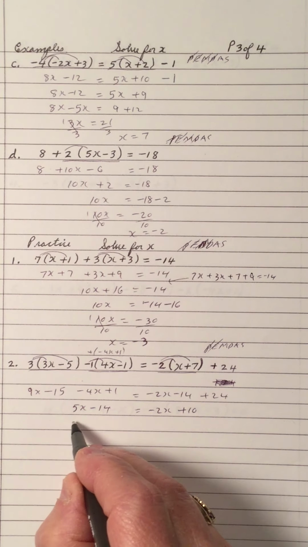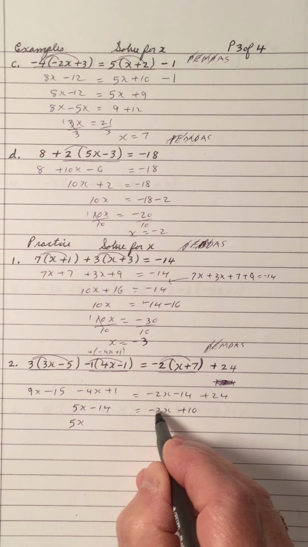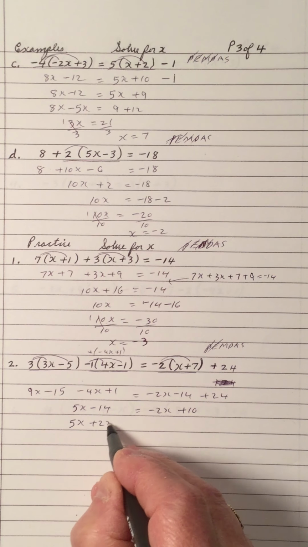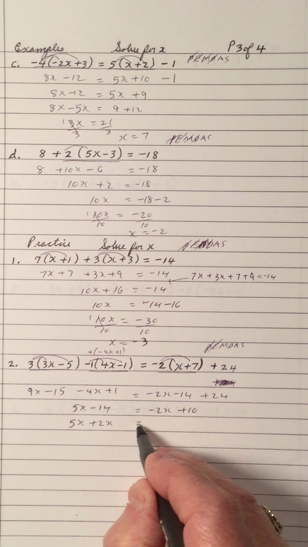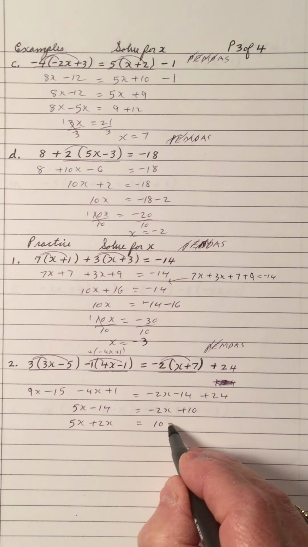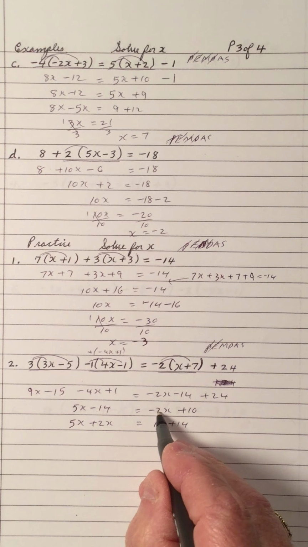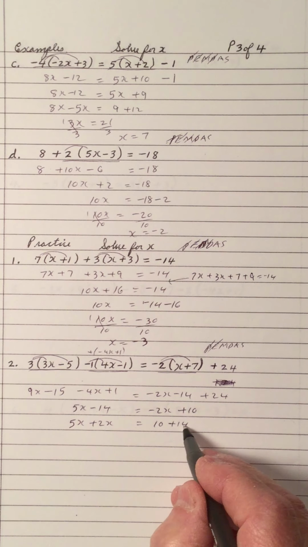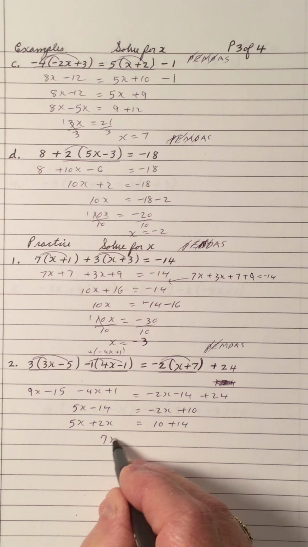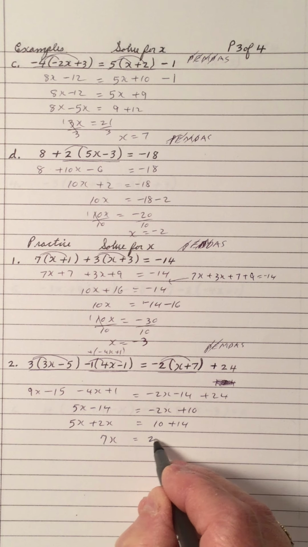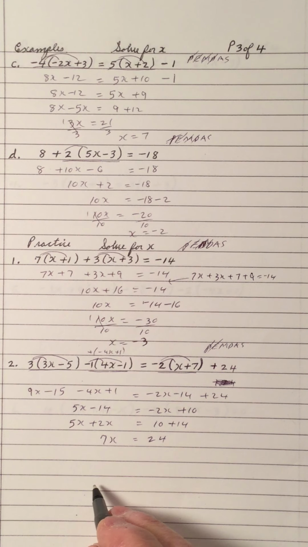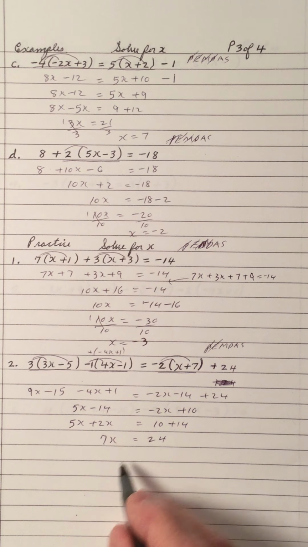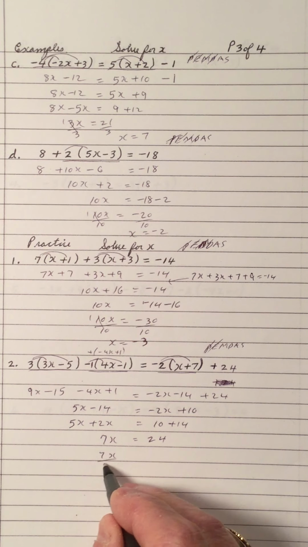Now I have to put the x's on the left, so minus 2x becomes a plus 2x, and minus 14 becomes a plus 14. So the negative 2x moves over to become plus 2x. Minus 14 becomes a plus 14. Add. I get 7x and 24. And divide by 7.